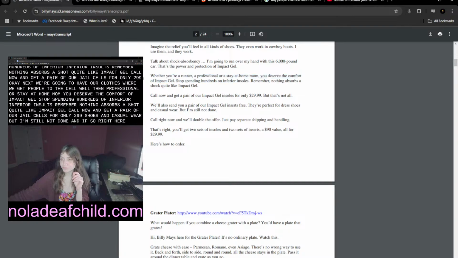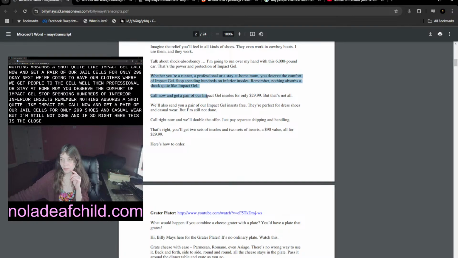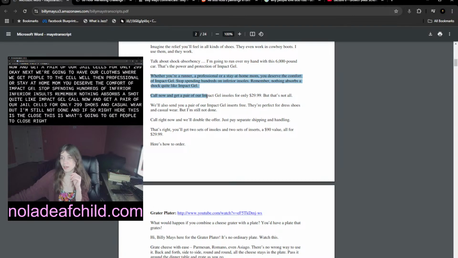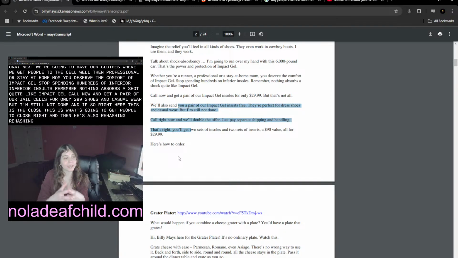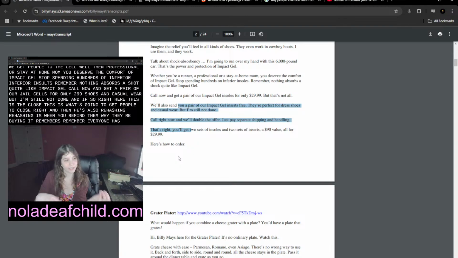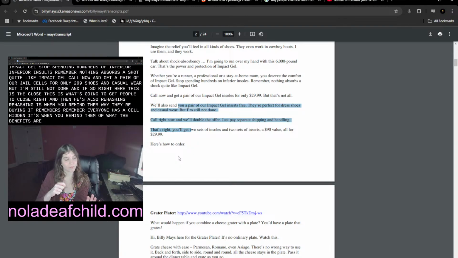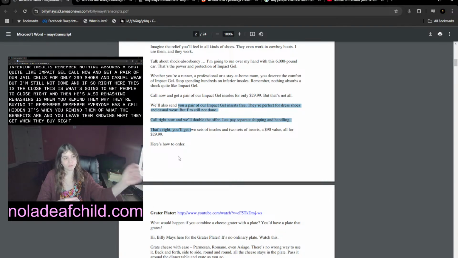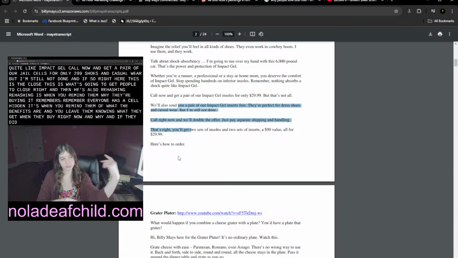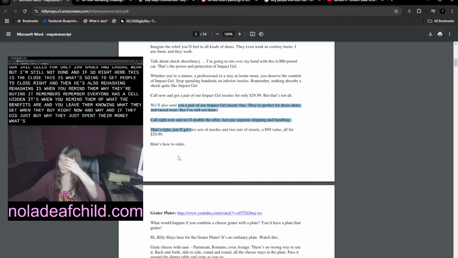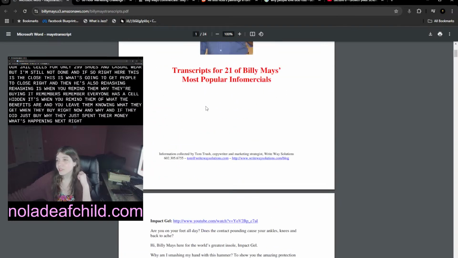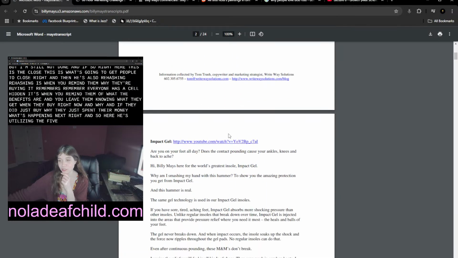And so right here, this is the close. This is what's going to get people to close, right? And then he's also rehashing. Rehashing is when you remind them why they're buying. Remember, everyone has a sale hidden. It's when you remind them of what the benefits are, and you leave them knowing what they can get when they buy right now, and if they did just buy, why they just spent their money, what's happening next, right? And so here he's utilizing the 5 steps of the conversation.